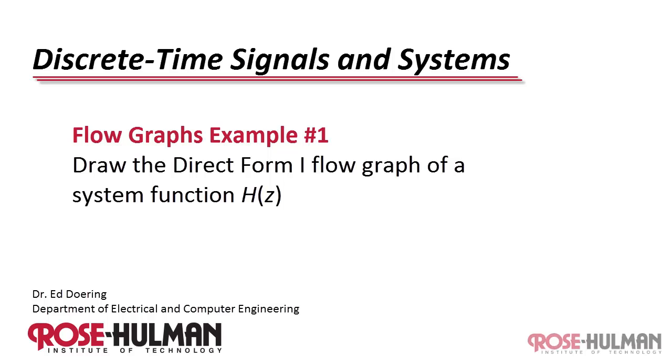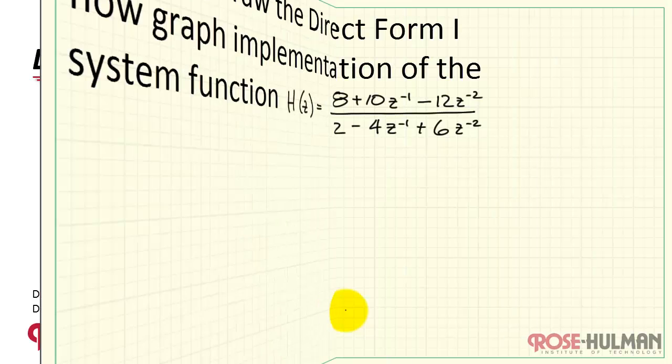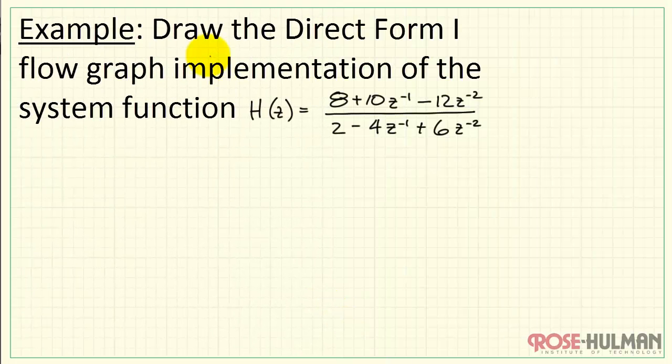This is flow graphs example number 1. Draw the direct form 1 flow graph of a system function H of z. In this problem, we are looking for the direct form 1 version of the flow graph implementation of this particular system function.